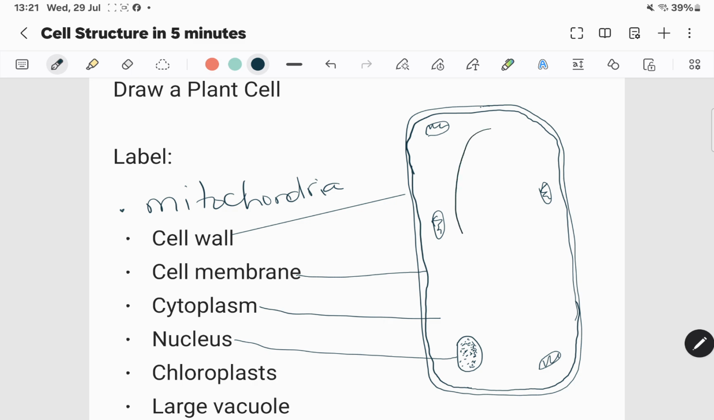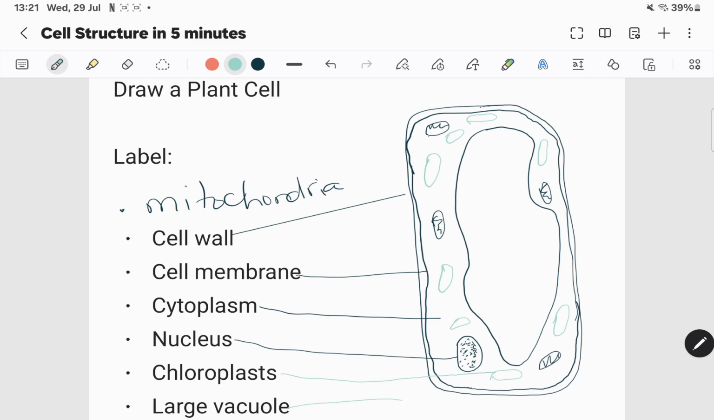Then we have to have space for our large central vacuole. And of course, these dark structures which represent our chloroplast. So a plant cell has loads of chloroplast. Right? So that's our chloroplast and of course our large central vacuole and our mitochondria.